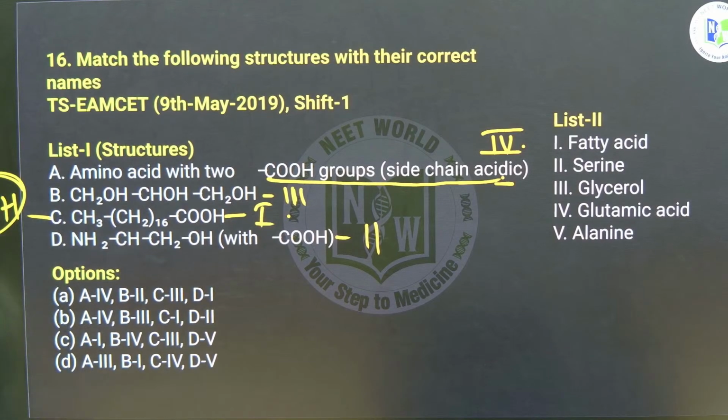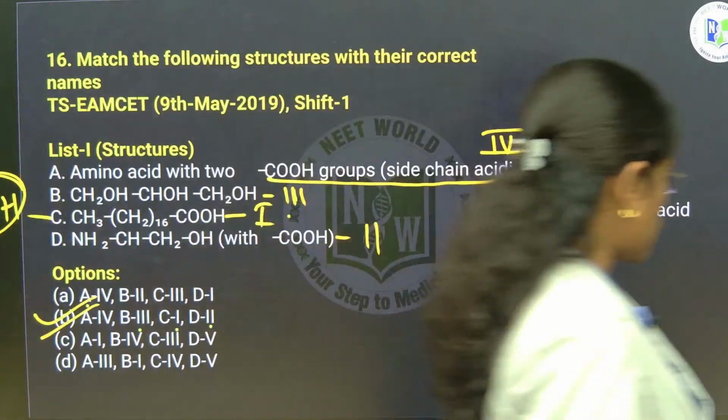Fine, right, now. So, here what is the right option? A4, B3, C1 and D2. Option B is the right answer. Clear till here? Any doubt anywhere, ma? Yeah. Next question.